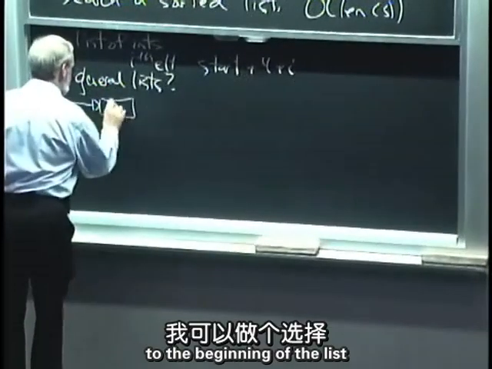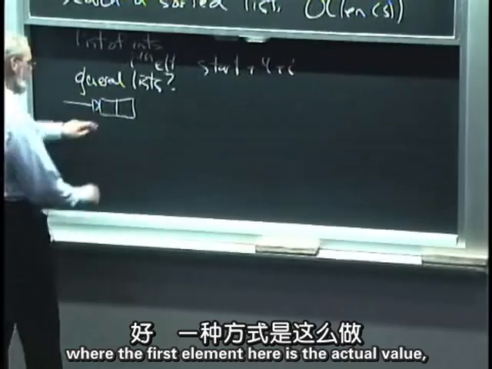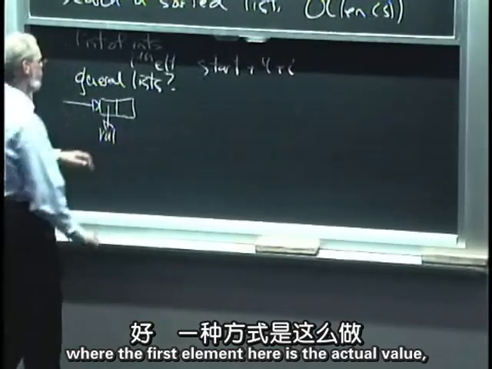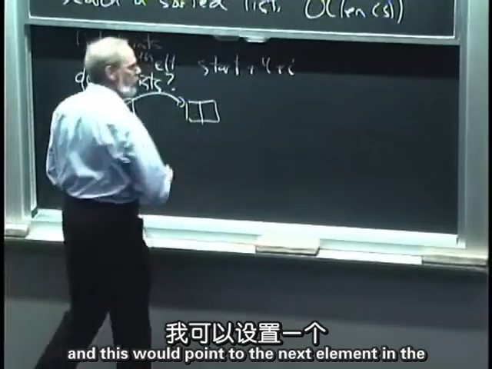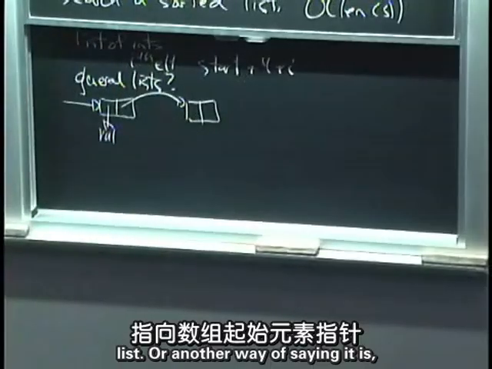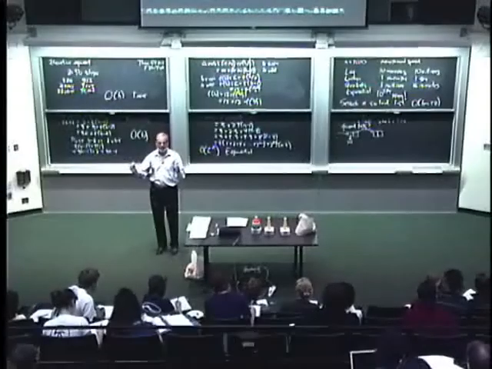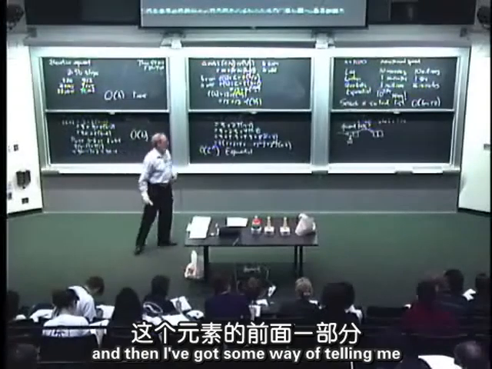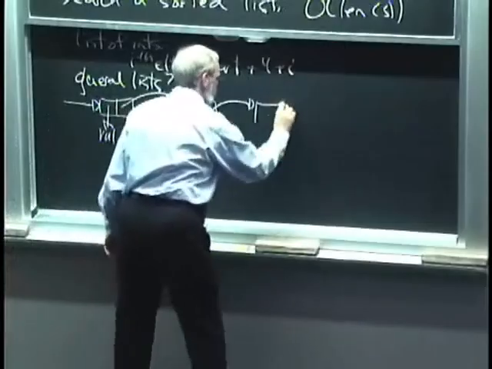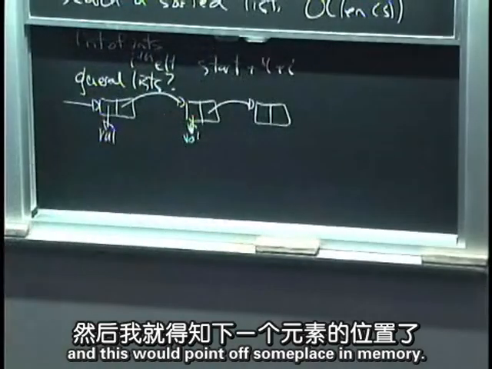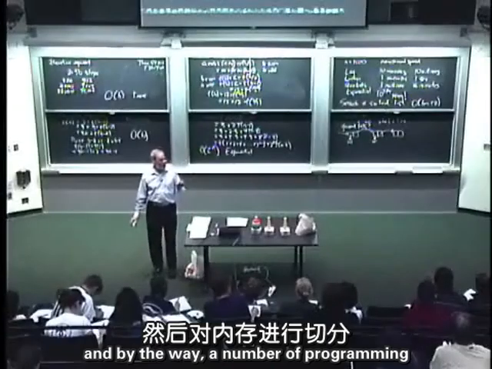I could have a pointer to the beginning of the list where the first element here was the actual value, and this would point to the next element in the list. Or another way of saying it is the first part of the cell could be some encoding of how many cells I need to have to store the value, and then I've got some way of telling me where to get to the next element of the list. And this would point to a value, and this would point off someplace in memory. Here's the problem with that technique. And by the way, a number of programming languages use this, including Lisp.